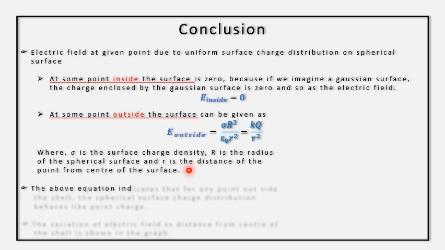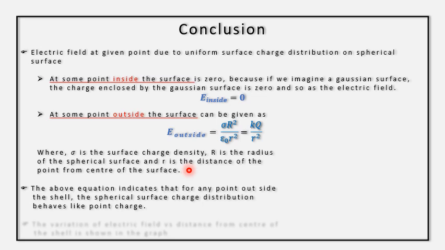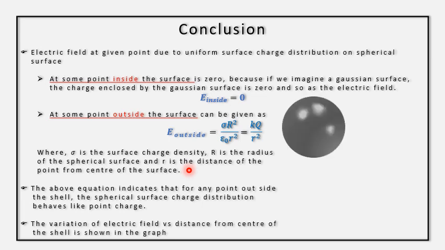So the above equation indicates that for any point outside the shell, the spherical charge distribution behaves very similar to that of a point charge, and the variation of electric field from the center of the shell, if we try to plot, it can be given as, now see, as we go from the center to the surface, how much is the electric field inside? 0. So as you go from center to surface, the electric field remains 0. Where are we? We are on the surface. So distance is equal to radius. Capital R is the radius.